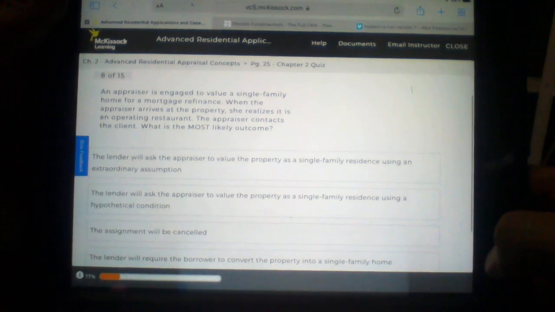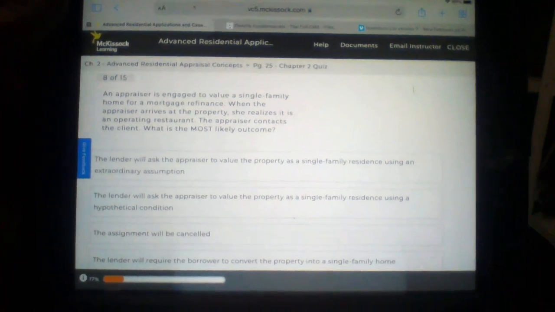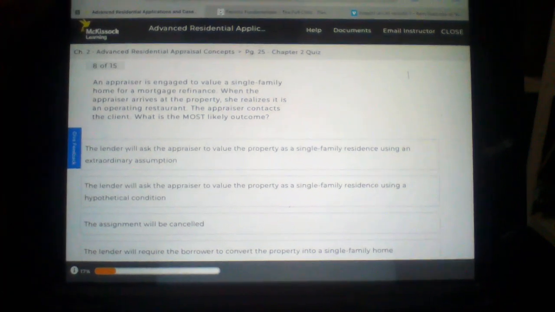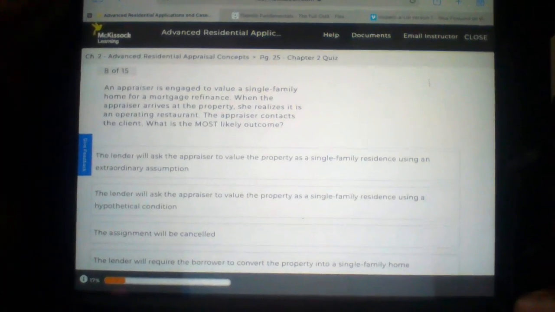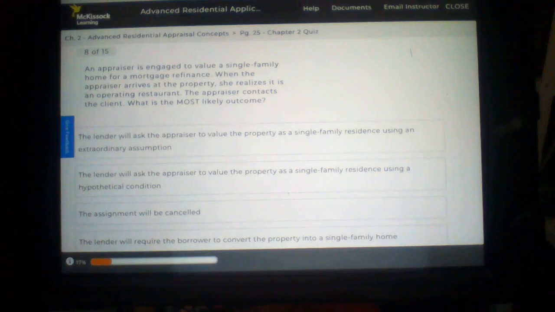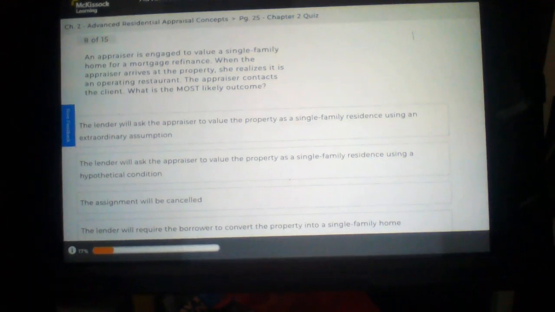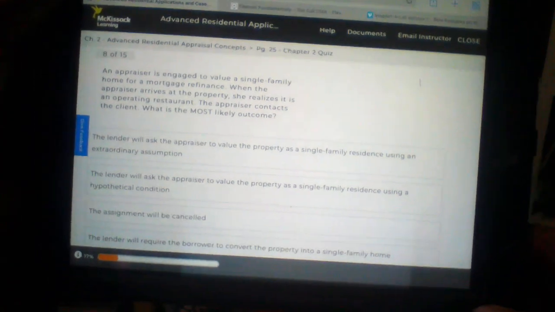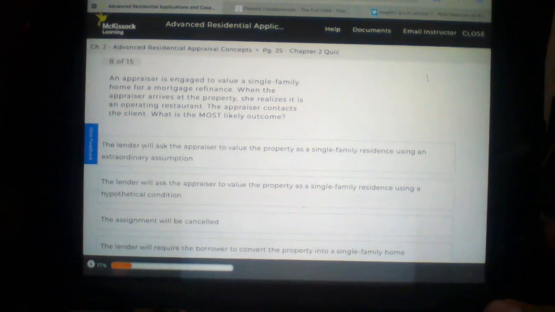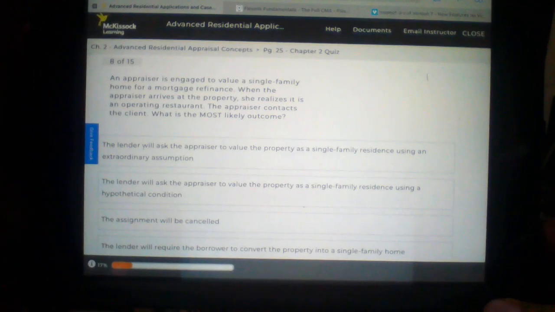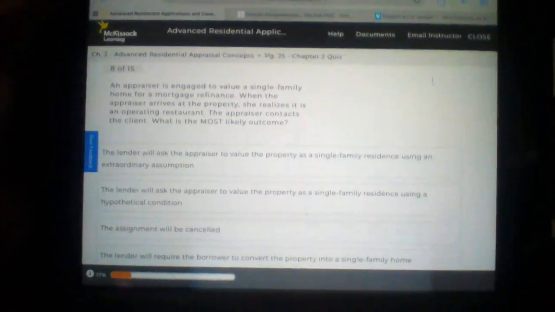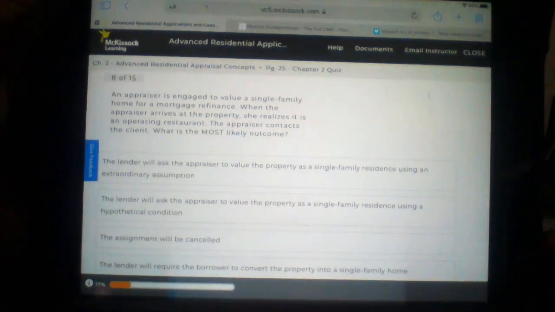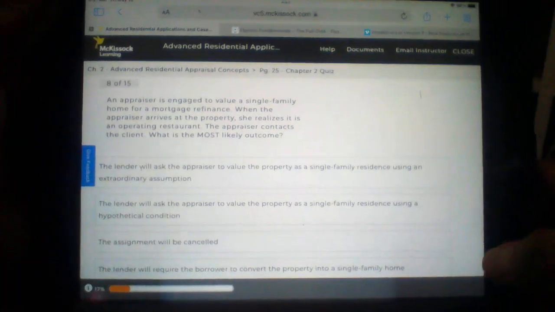Number 8, an appraiser is engaged to value a single-family home for a mortgage refinance. When the appraiser arrives at the property, she realizes it is an operating restaurant. The appraiser contacts the client. What is the most likely outcome?